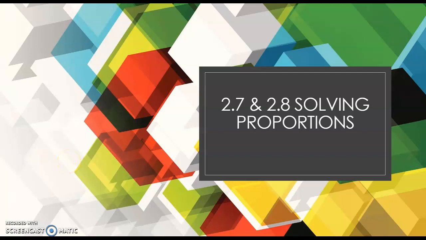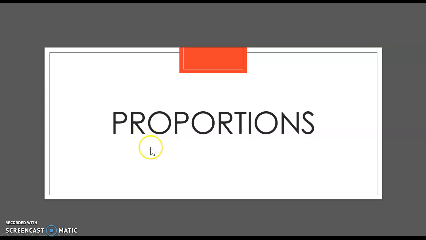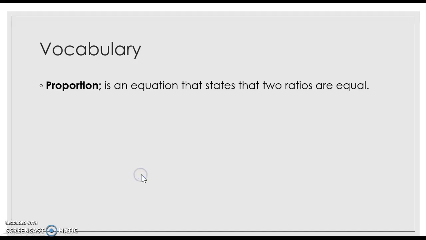So here we're going to start talking about solving proportions. We've got a couple things about proportions we're going to cover. The first video we're just going to talk about proportions themselves, and in the second video we're going to talk about how we use proportions to solve answers about similar figures. A proportion is an equation, which is why it's part of this chapter, that states that two ratios are equal. In that last section we talked about ratios, so here we are talking about ratios being equal.